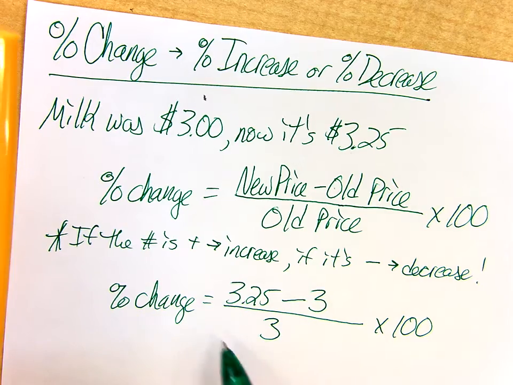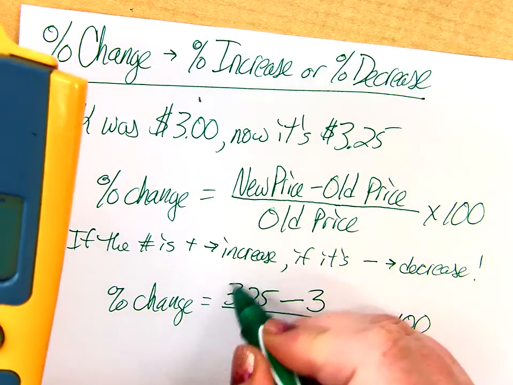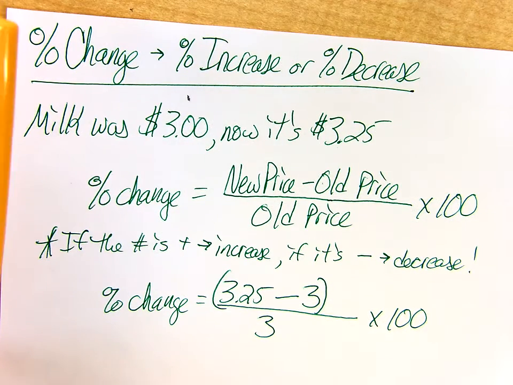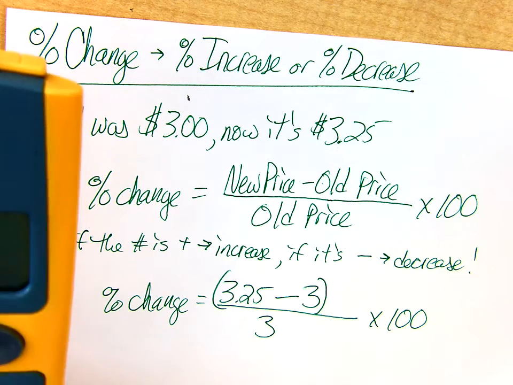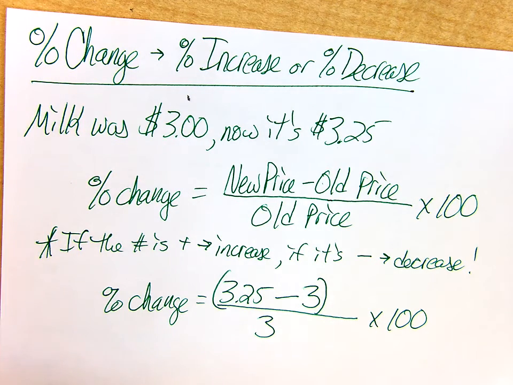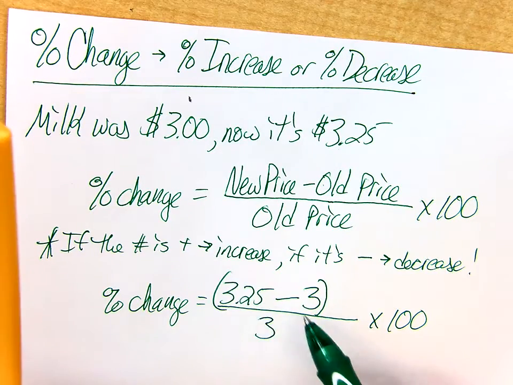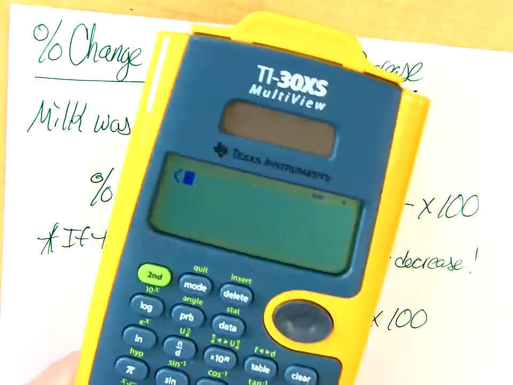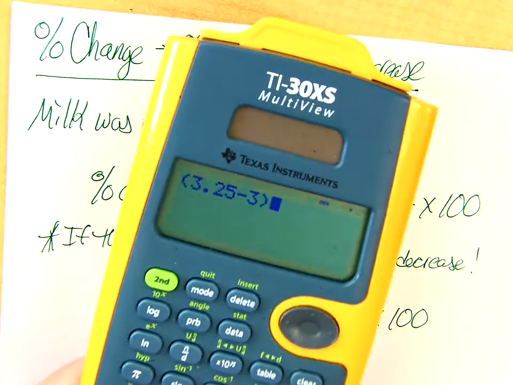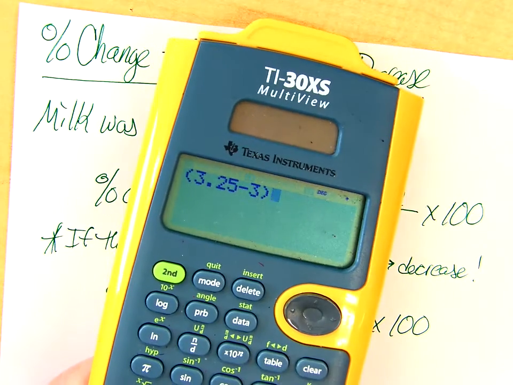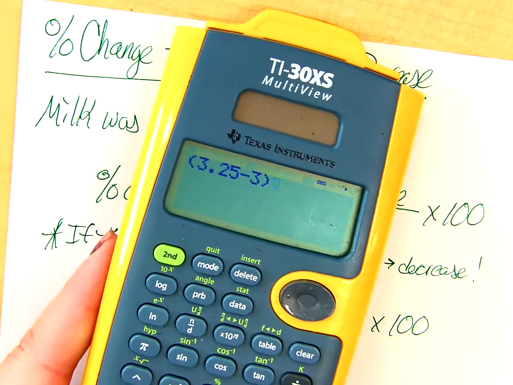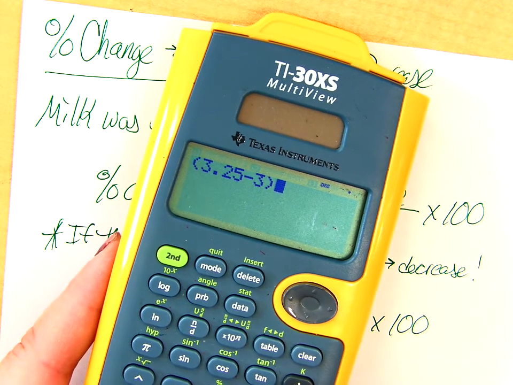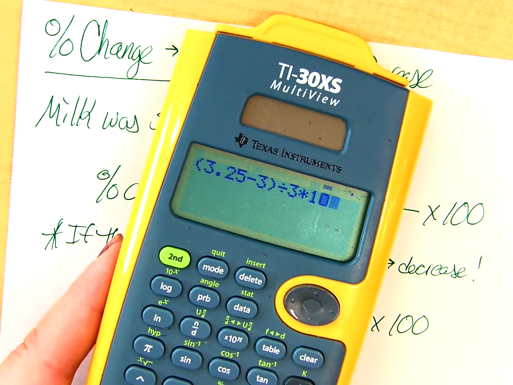So if you want to do this all at once on the calculator, you have to put this in parentheses. You have to. And that doesn't matter if you're using the cheap calculator, the scientific calculator, the graphic calculator. It's going to do order of operations, which if you type it in without the parentheses, it's only going to divide that 3. So here's what we want. 3.25 minus 3 in those parentheses. Do you guys know how to do the parentheses on your calculator? They're right above the 8 and the 9 usually. And now I can divide by 3 and then do times 100.